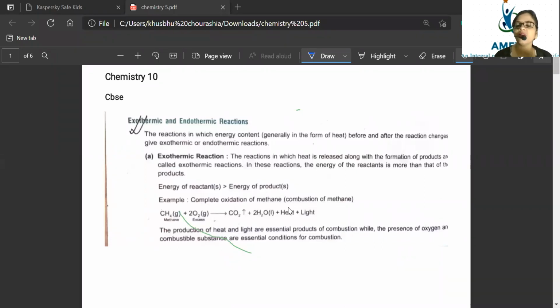An upward arrow is an indication of gas, that is, release of gas. That means carbon dioxide has come out in the form of gas. And if the arrow pointer is down, it indicates that a precipitate is formed. That means precipitation has occurred.